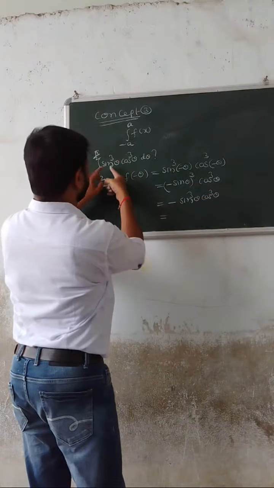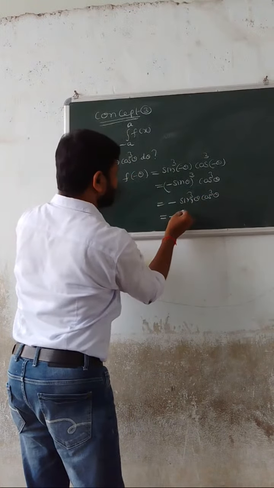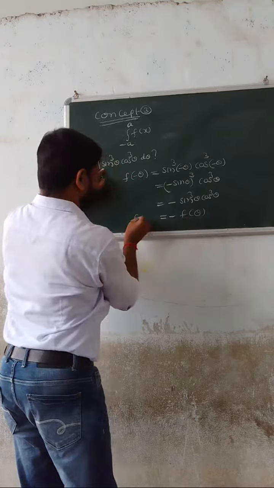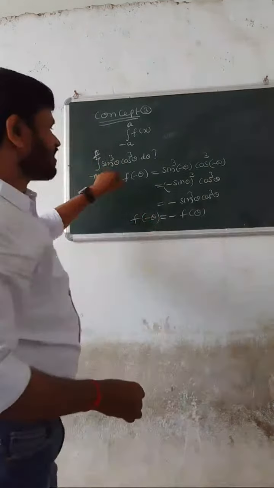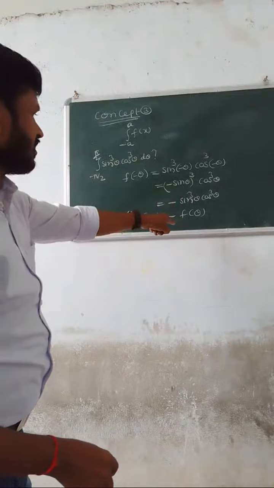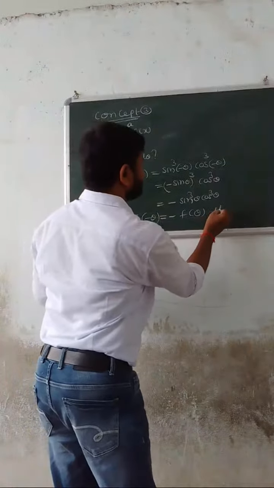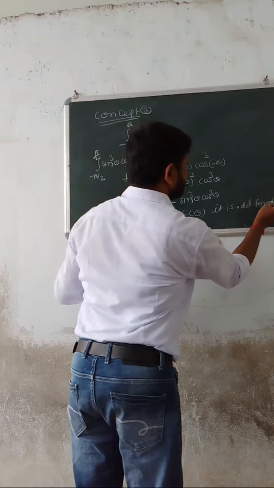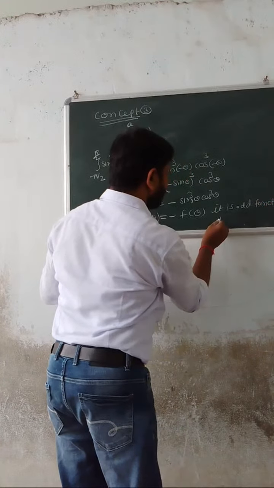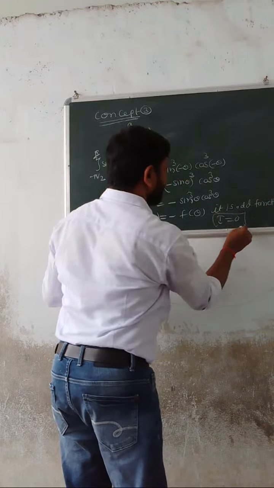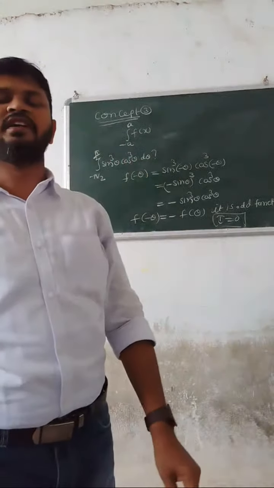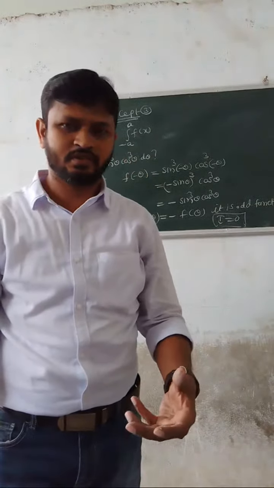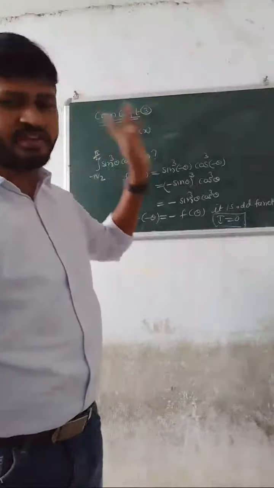That is f of theta, but minus f of theta. f of minus theta is minus f of theta. It is an odd function. That's why the integration is 0. That is concept number 3.